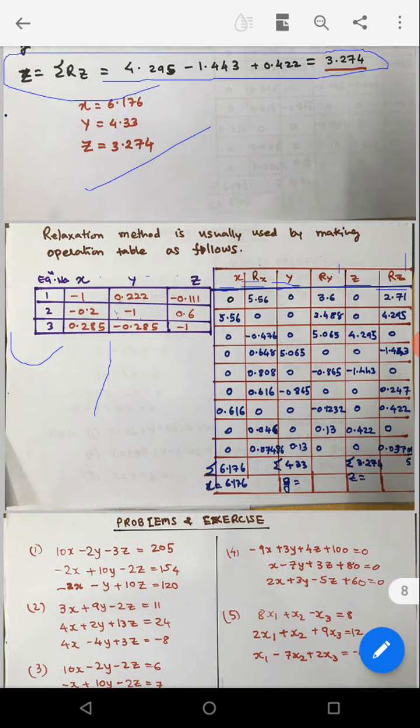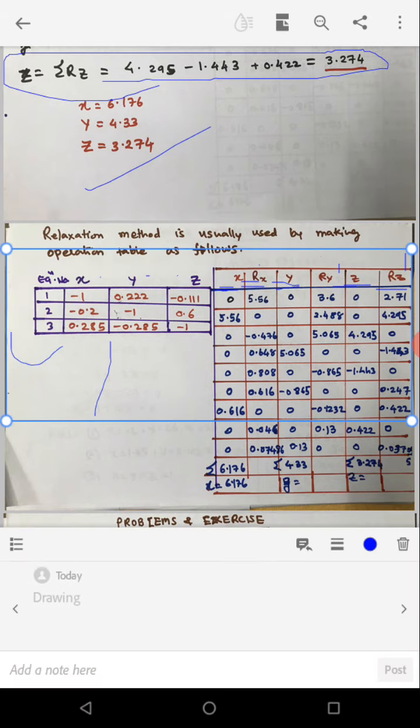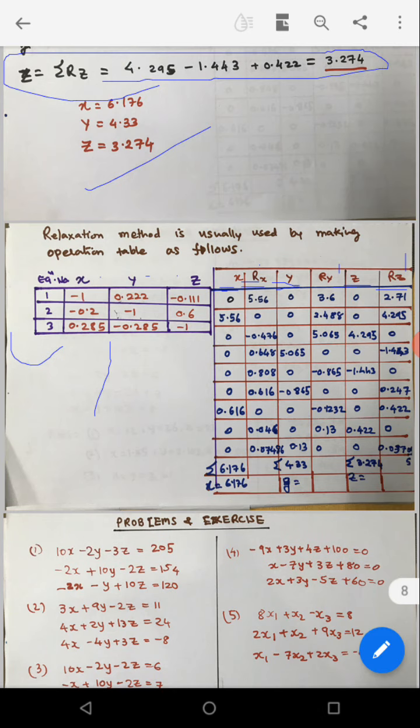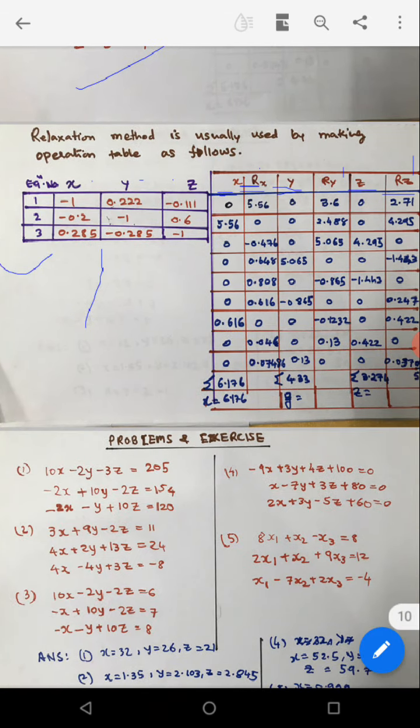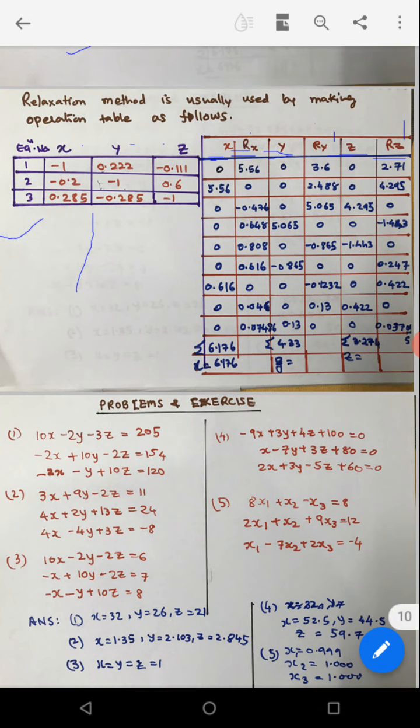Simply x, y, z 0, and then the second time we have picked up 5.56, calculated the rest of the values with 0. We are calculating the next set of residuals. You can write in either the same row or a different row. That is, you can choose which way you want to make the table. And these are the problems and exercises that I have asked you to calculate using the relaxation method.